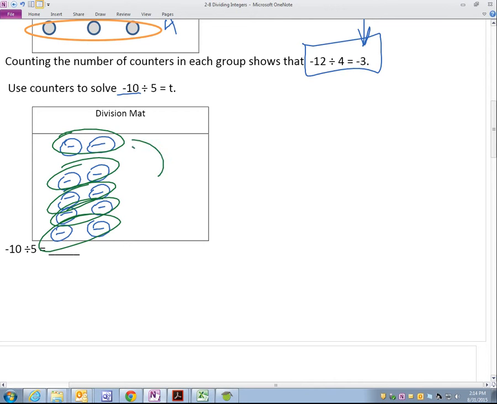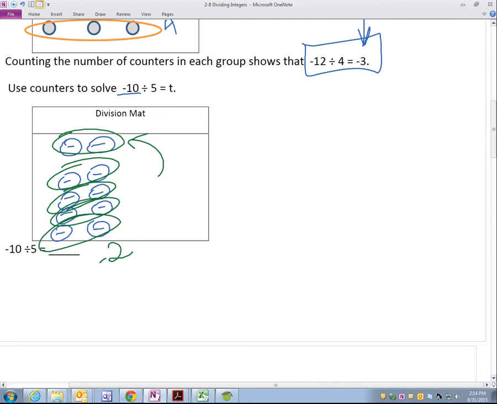And in each one of them, how many integers are in each one? Caitlin? 2. 2 what? Positive or negative integers? Negative integers. So the answer is going to be negative 2.